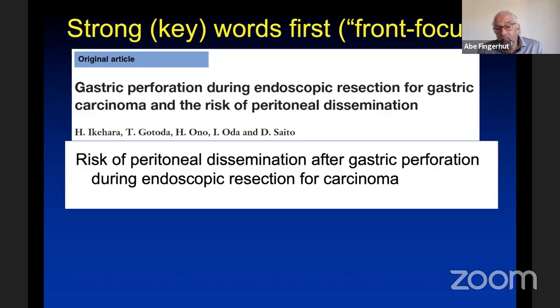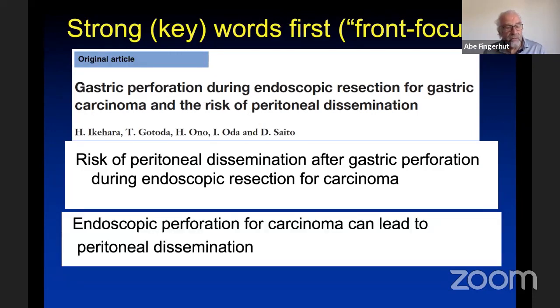I also can say it in another way. If I want to insist on the fact that it's the peritoneal dissemination or the risk of peritoneal dissemination, then I would put that first. They become my strong words. You see, I'm using the same words. There's still gastric perforation, there's endoscopic resection, there's carcinoma. Everything is indicated. But I'm concentrating on the risk of peritoneal dissemination here.